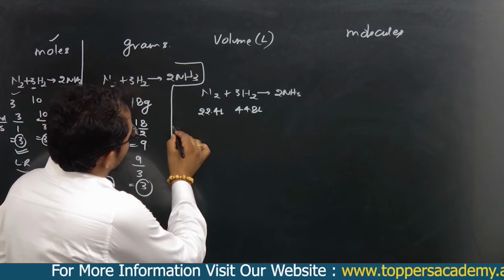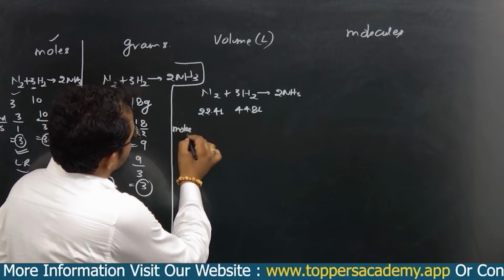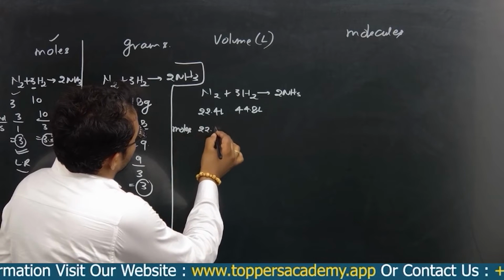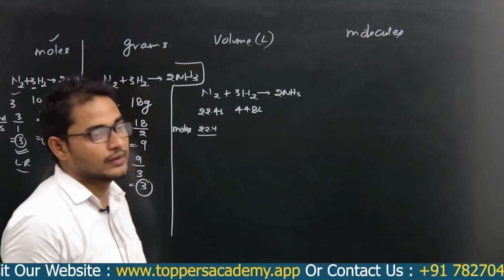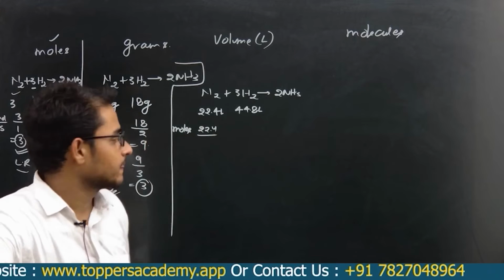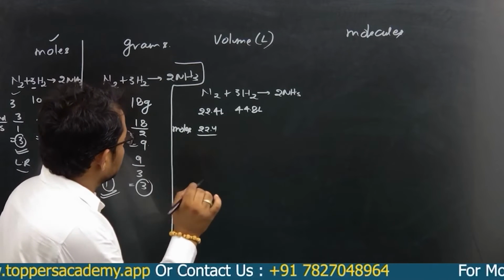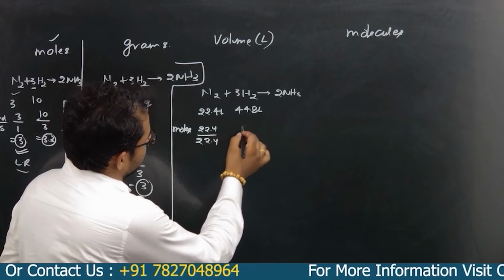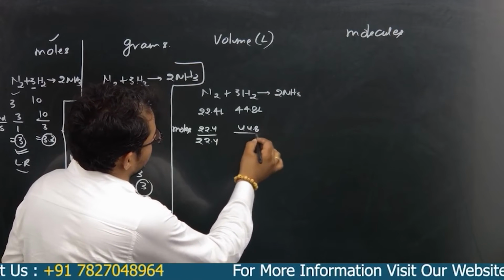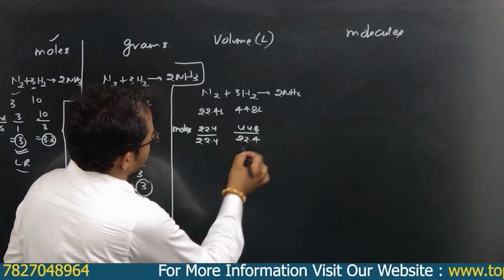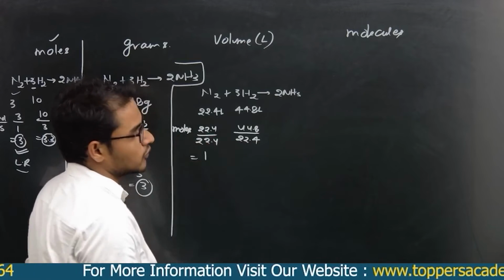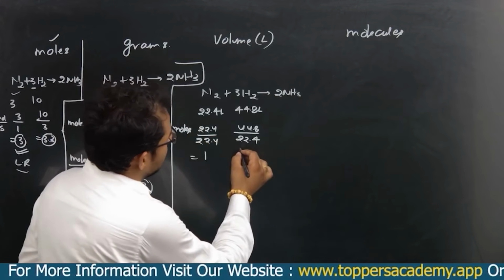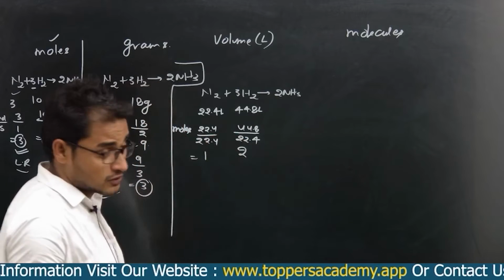First of all we will calculate the number of moles. We will divide by 22.4, so 22.4 divided by 22.4 is 1, and 44.8 divided by 22.4 becomes 2. So 1 mole of N2 is present here and 2 moles of H2 is present here.